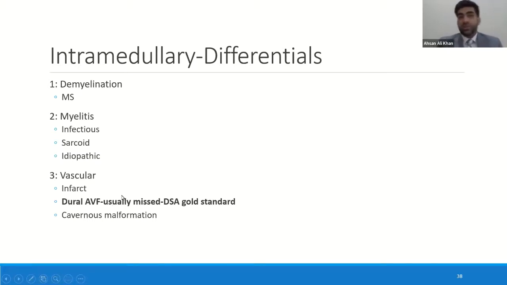The other intramedullary mimics or differentials can be vascular lesions like infarcts. Dural AV fistulas are usually missed. DSA is the gold standard. This is beyond the scope of this talk, so I'm not showing you these images, but I'm trying to give you the message that you should think of these differentials when you're looking at intramedullary lesions.